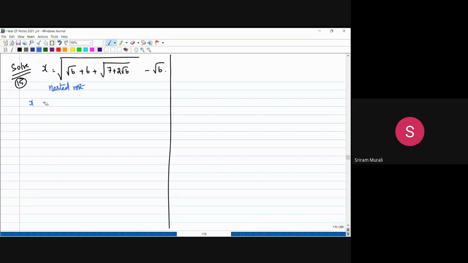So x plus root 6 is equal to the square root of root 6 plus 6 plus 7 plus root 7 plus 2 root 6. What is the next step? Now you are squaring on both sides. So x plus root 6, the whole square. If I square, the root will go off.